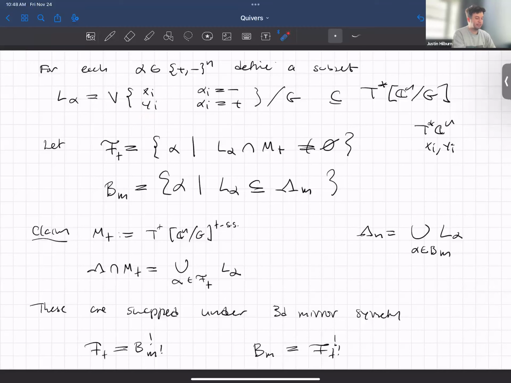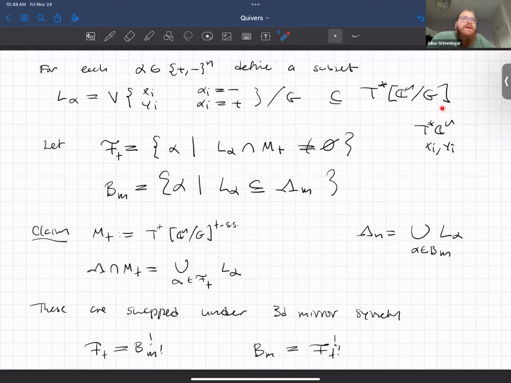If I asked you what was minus minus, that would be the cotangent fiber to 0, because I would have set both of the x's to 0. So this is just some way of parameterizing a bunch of nice Lagrangians inside of T star C to the n. And then I can reduce them to get into this hypertoric variety.